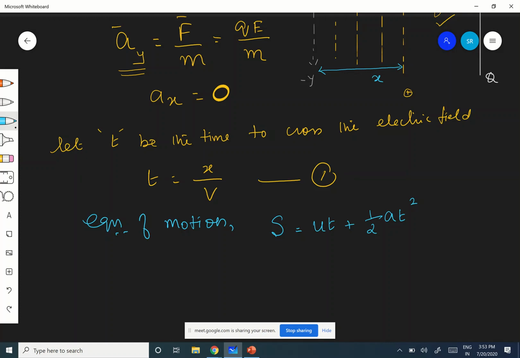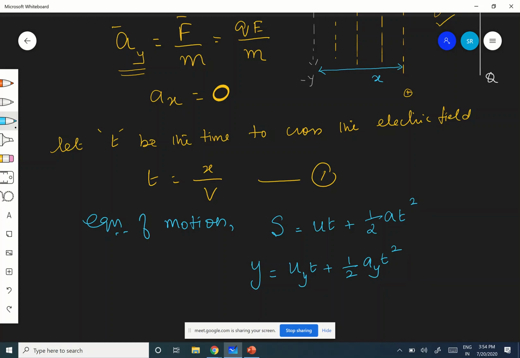Oh, right. Okay, S is equal to ut plus half at squared. So that formula you have to use. Therefore, what is S here? Vertical distance, that is equal to y. Correct? That y is equal to uyt plus half ay t squared, right? Because it is vertical distance only that I want.